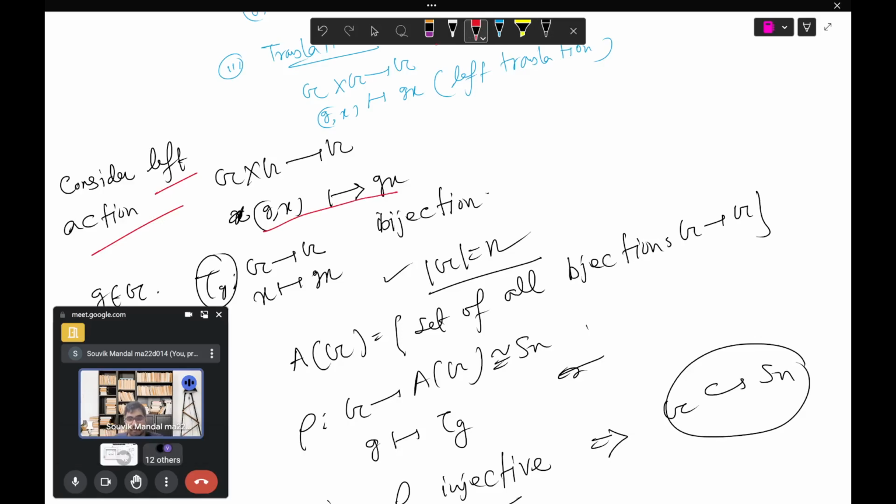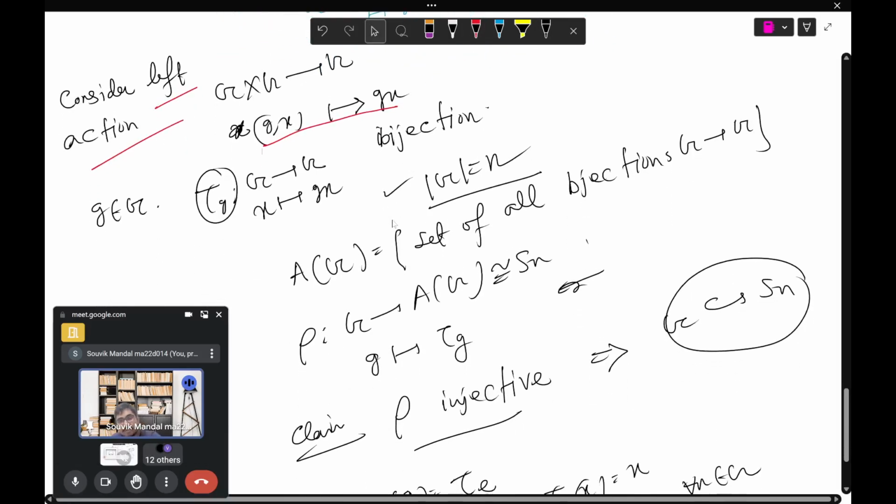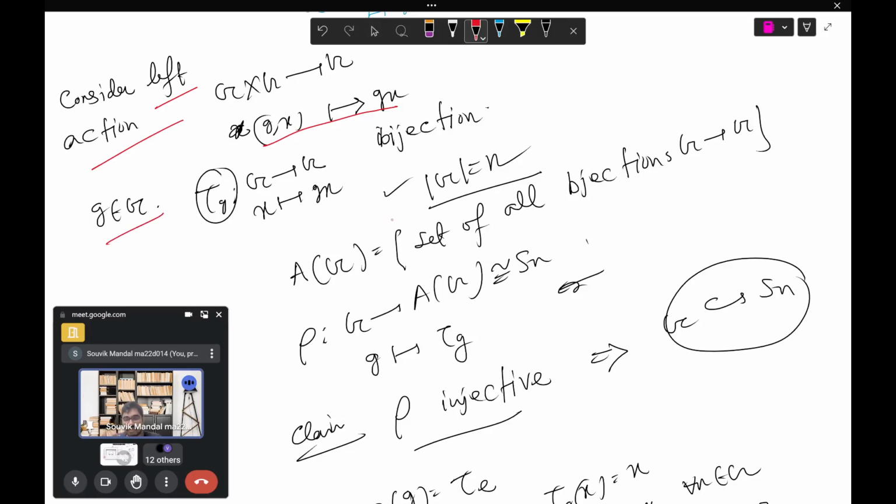That is (g, x) goes to g·x. Since there is an action, we know that for each fixed g, we will have bijections tau g from G to G. So this gives a map rho from G to A(G), where A(G) is the set of all bijections from G to G. Now observe that since the order of G is equal to n, A(G) is isomorphic to Sn, right? And the map is g goes to the map tau g. Here I should also say that rho is a group homomorphism.